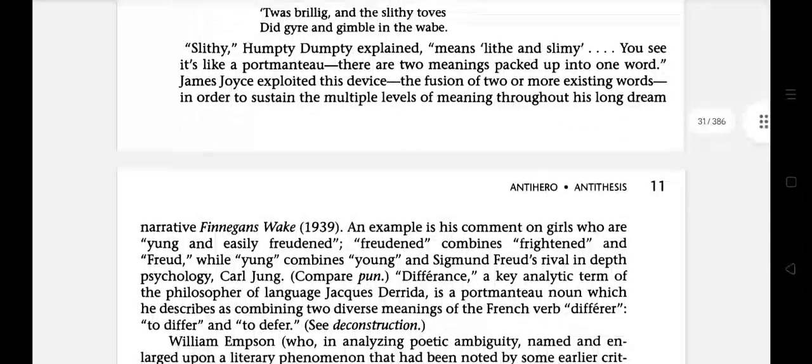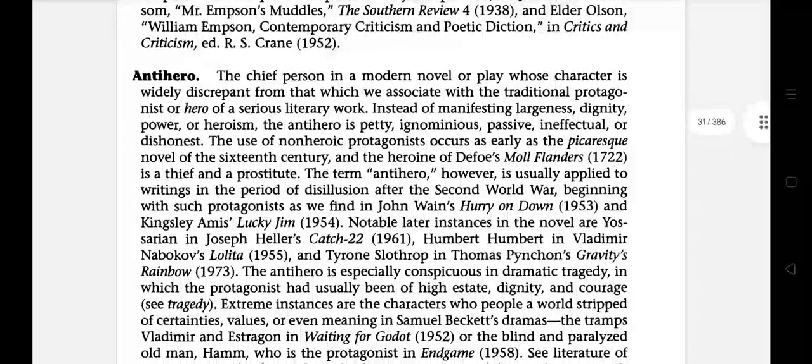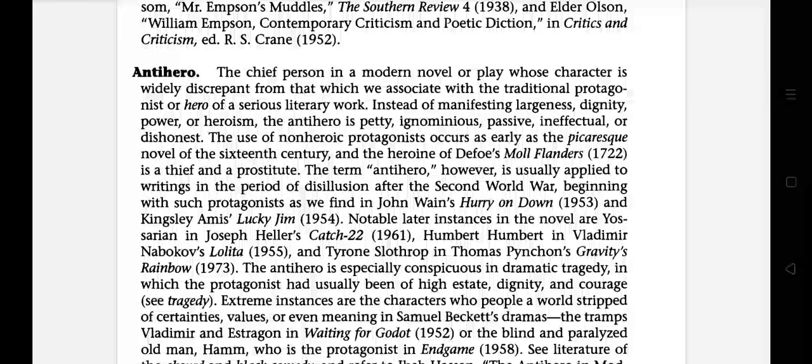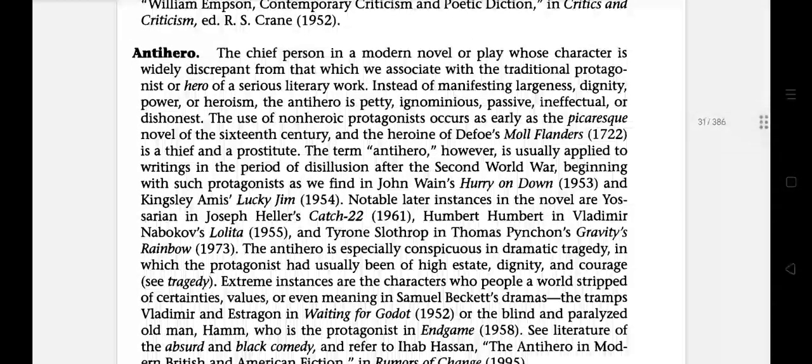And our next literary term is antihero, the chief person in a modern novel or play whose character is wildly discrepant from that which we associate with the traditional protagonist or hero of a serious literary work. Instead of manifesting largeness, dignity, power, or heroism, the antihero is petty, ignominious, passive, ineffectual, or dishonest.